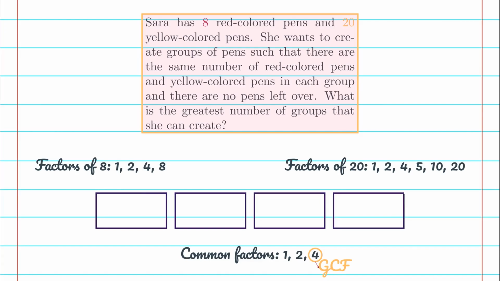Now what's left to know is how many pens will be in each group. To find that, we can divide the total number of pens of each color by the GCF. Because GCF represents the total number of groups, and by dividing the total number of pens by the total number of groups, we can get the number of pens in each group. Since Sarah has 8 red-colored pens and 20 yellow-colored pens, the number of pens in each group will be 2 red-colored and 5 yellow-colored pens.